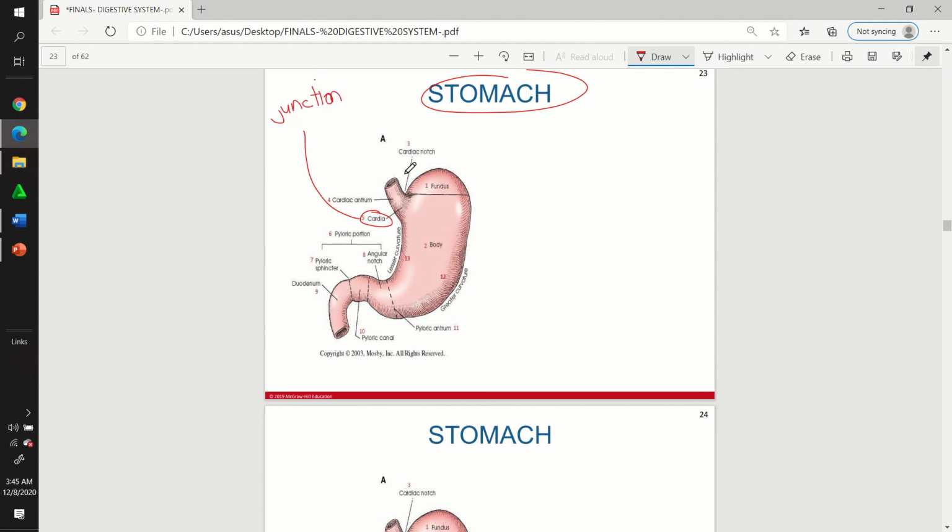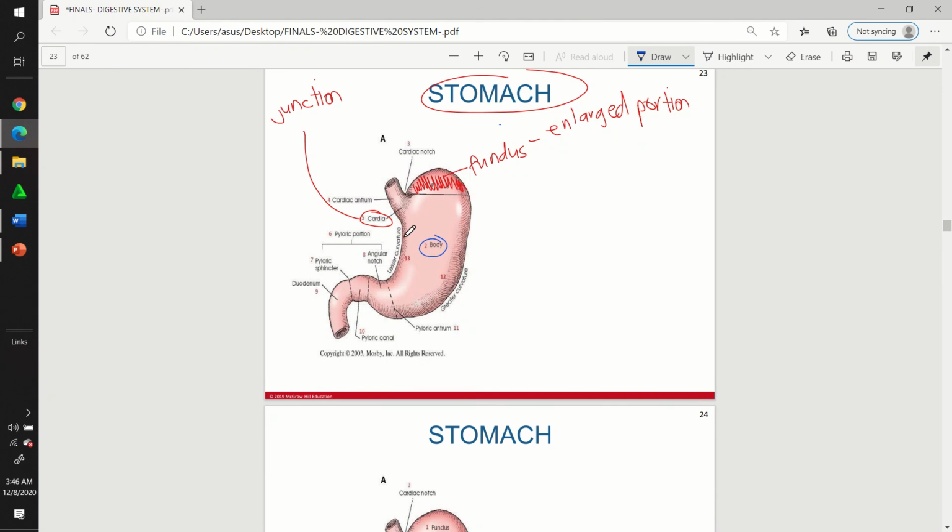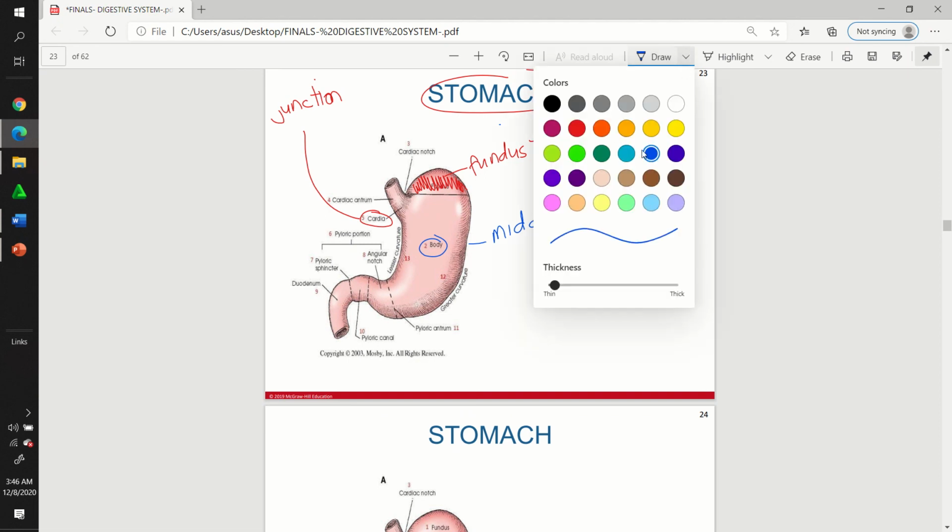And we have also the fundus, this one. Okay, fundus. That is actually the enlarged portion that is above. And let me use another color for the body. Ayan. That is the body. That is the middle portion, the middle portion.